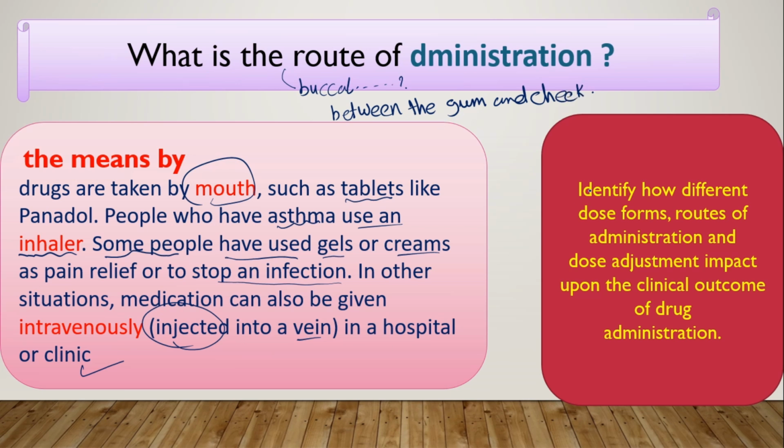Okay. Here, the criteria for my question: identify how different dose forms, routes of administration, and dosage adjustment impact upon the clinical outcomes of drug administration. Clear? السؤال بيقول what is the route of administration? Route of administration means drugs that are taken by mouth such as tablets like Panadol. People who have asthma use an inhaler (جهاز الاستنشاق). Some people use gels or creams as pain relief to stop infection. In other situations, medication can also be given intravenously, injected into a vein in a hospital or clinic. Clear?